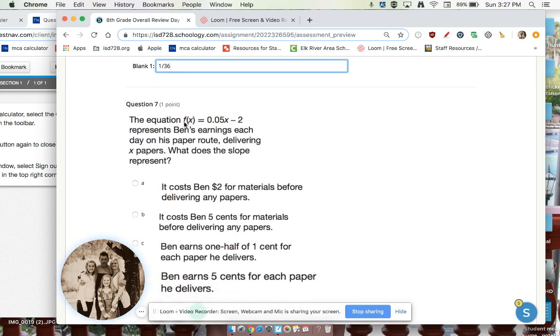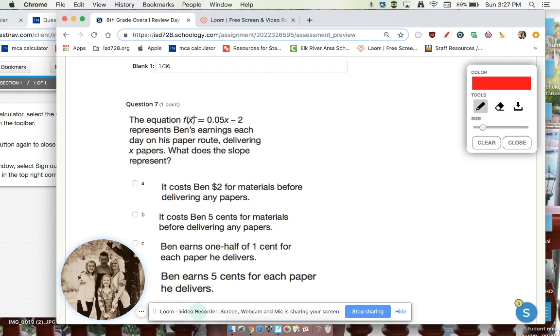Okay, the next one. This is a linear equation, which means this would be your slope. It's what things are constantly changing by. And this is our y-intercept. So f of x is the same as y. Like y equals mx plus b is the exact same as f of x equals mx plus b. So this equation, f of x or y equals 0.05x minus 2 represents Ben's earnings each day on his paper route, delivering x papers. What does the slope represent?